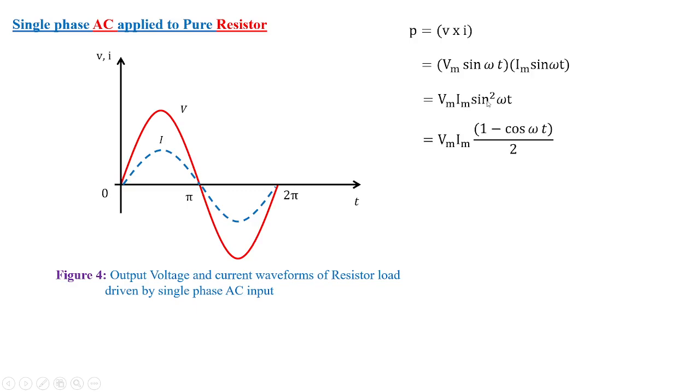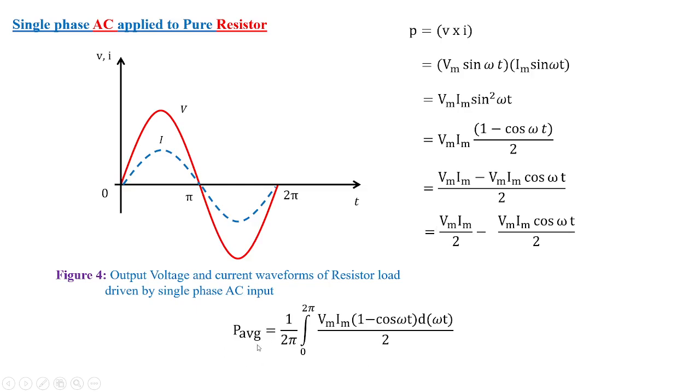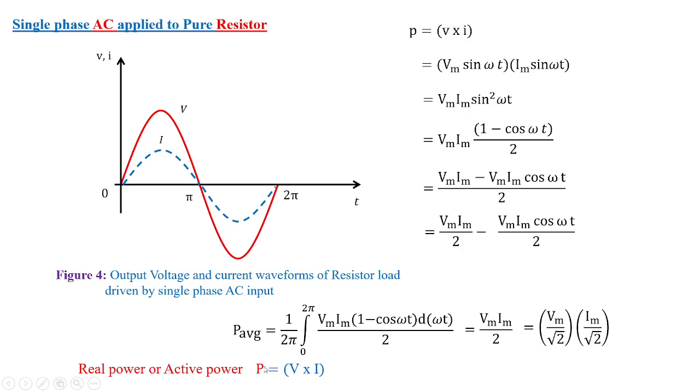With the mathematics, I'm replacing the formula for sin square omega t as (1 minus cos omega t) by 2. Hence I'm getting the power value in terms of a constant value as well as the fluctuating value. If I average this power, I get Vm Im by 2. In fact, I can represent this as Vm by root 2 and Im by root 2. Hence the real power of the pure resistive system is obtained to be V into I.